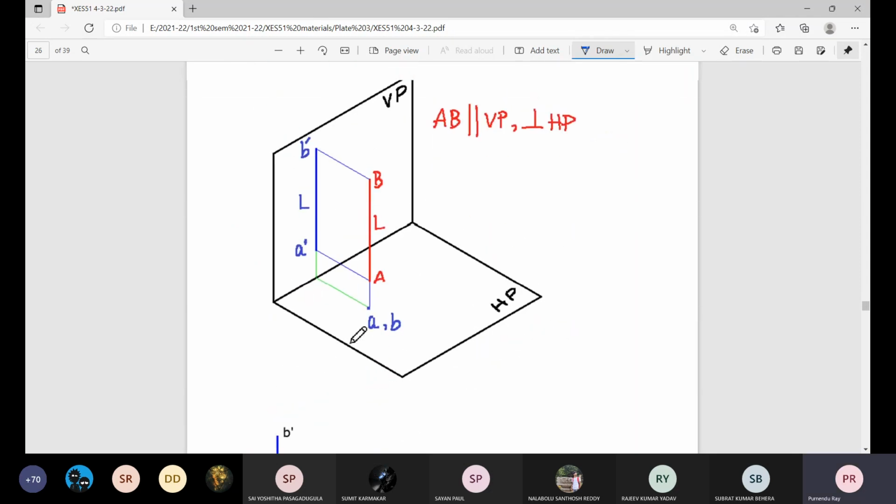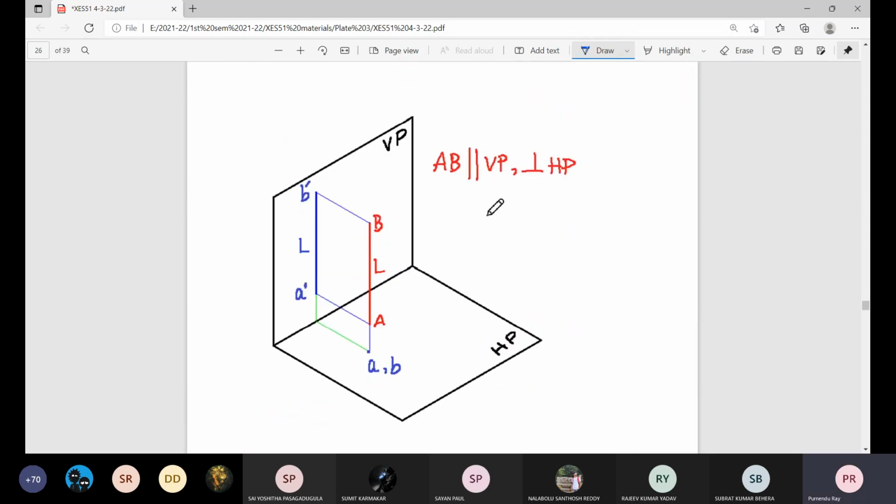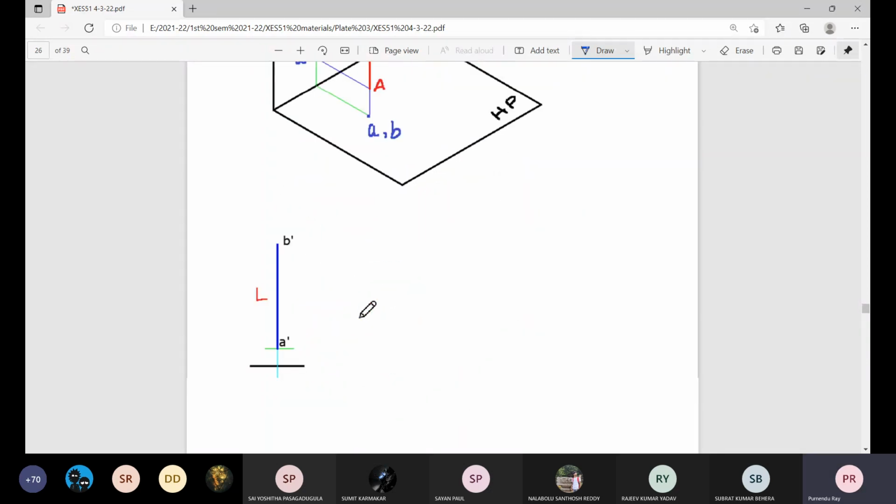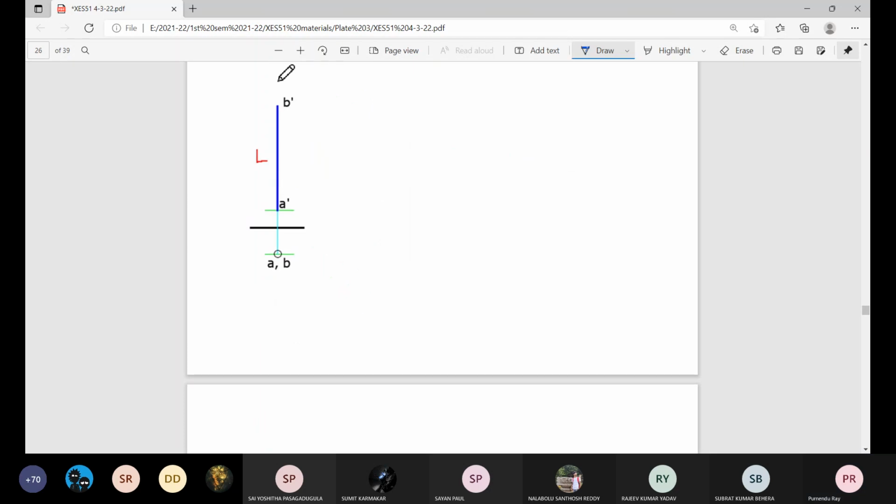Similarly, if the line is perpendicular to horizontal plane and parallel to vertical plane, its plan will be a common point AB. Its elevation will be this line perpendicular to GL, and length of this elevation A dash B dash will be equal to the length of the straight line, the real straight line L. Okay. Next thing, this is the presentation in its orthographic projection, first angle projection system.